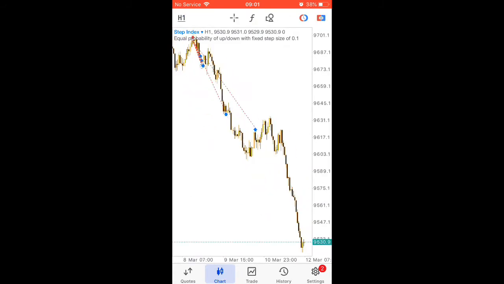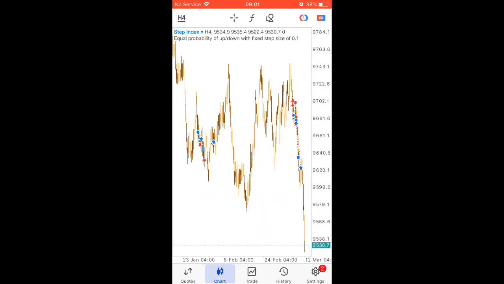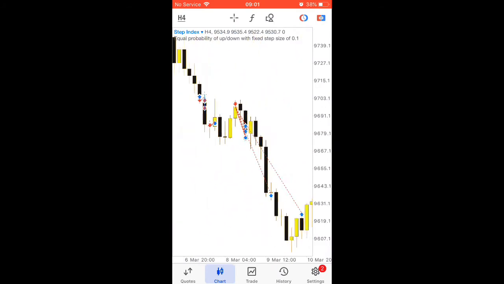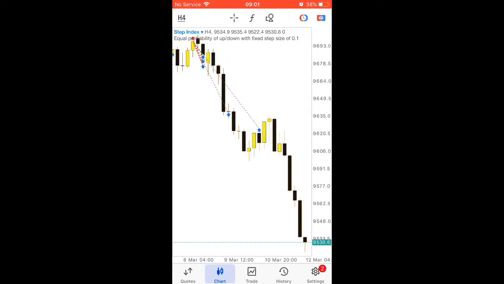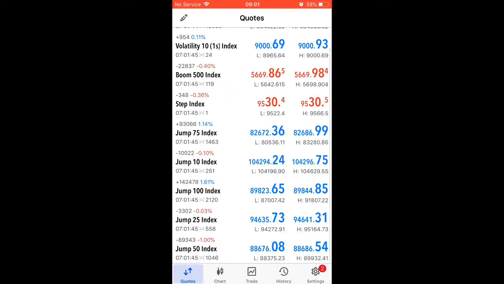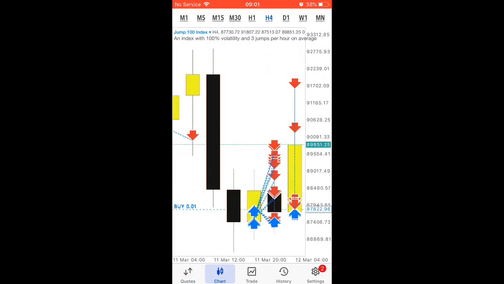You see, this is H1. Look at step index. The H4, you can see. Close some. These are the kind of trades I take. I wanted to hold this the whole way, but that didn't happen. Anyway, back to 100. Is it 100? Yes.